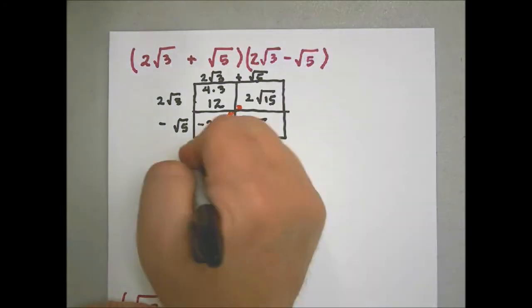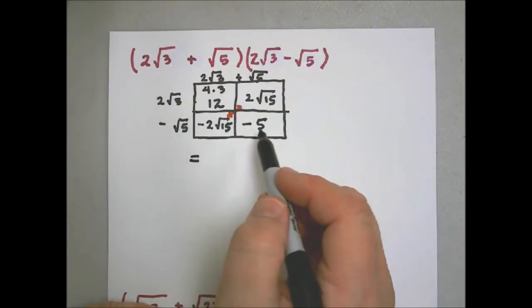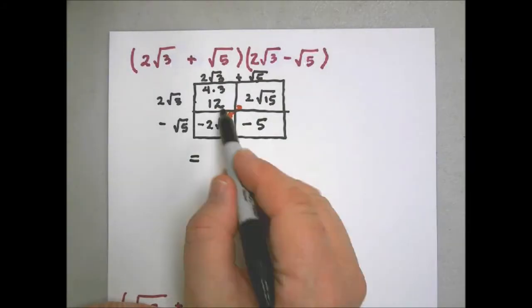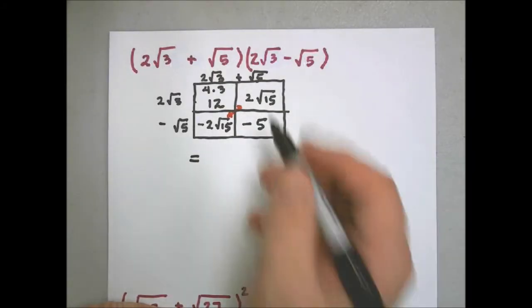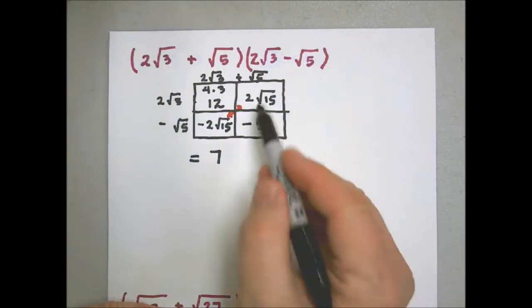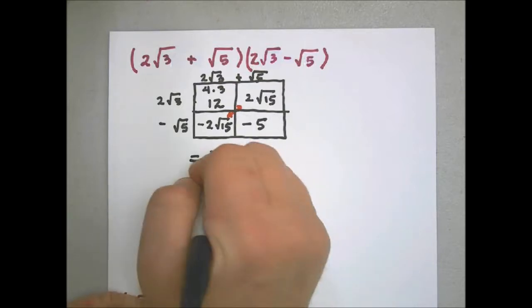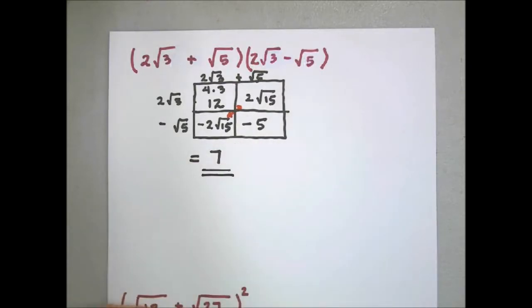So, if we simplify this, we always start with our rational terms. 12 plus negative 5 is simply 7. And then we go to our irrational terms, our square roots, and notice they canceled each other out. So there really is only one answer to this problem, and it simplifies down to the number 7.